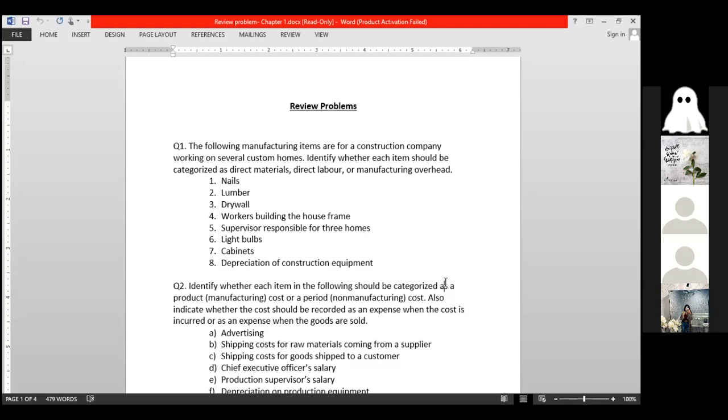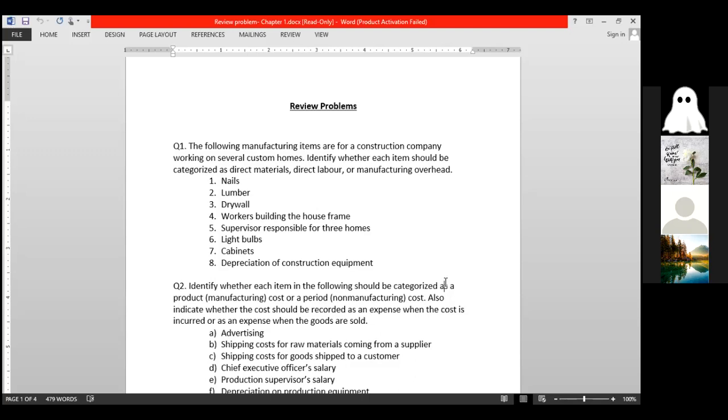Then supervisor responsible for 3 homes. Direct labor. Overhead? Or it's manufacturing overhead? No, it's direct labor, not manufacturing. Yeah, it's a person, right? It's a person involved in creating our product. So the person involved would be a direct labor.